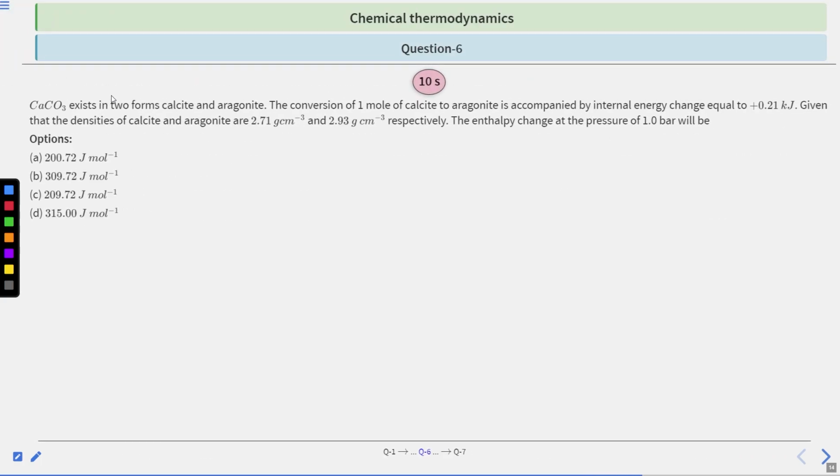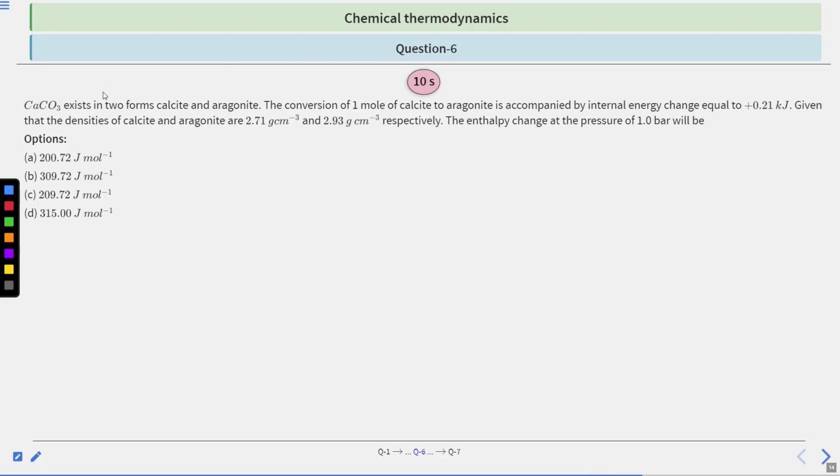Okay, let's move to the next question, that is question 6. Calcium carbonate exists in two forms, calcite and aragonite. The conversion of 1 mole of calcite to aragonite is accompanied by an internal energy change equal to plus 0.21 kilojoule. Given that the densities of calcite and aragonite are 2.71 gram per cubic centimeter and 2.93 gram per cubic centimeter respectively, we have to find the enthalpy change at a pressure of 1 bar.